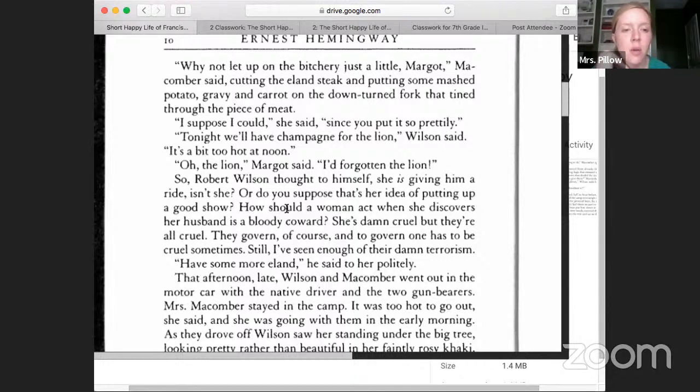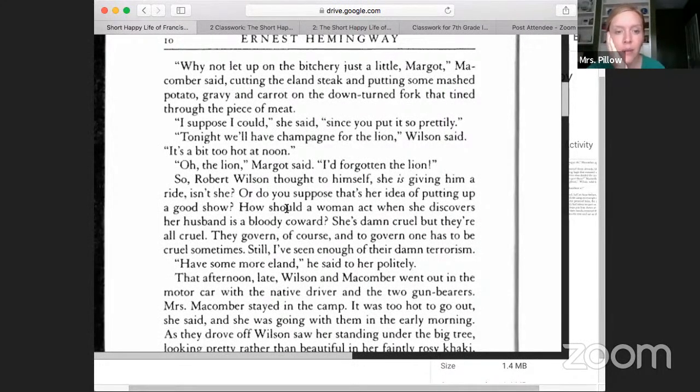So before that, she says, oh, the lion, I'd forgotten the lion. Do you think she forgot about the lion, Johan? No. How is she actually feeling about the lion? We talked about this last week. Still mad and embarrassed. Exactly. So Robert Wilson thought to himself, she is giving him a ride, isn't she? How should a woman act when she discovers her husband is a bloody coward? So what does that mean? She's giving McCumber a ride. What do you think that means? Maybe she's being sarcastic. She's kind of being mean to McCumber.